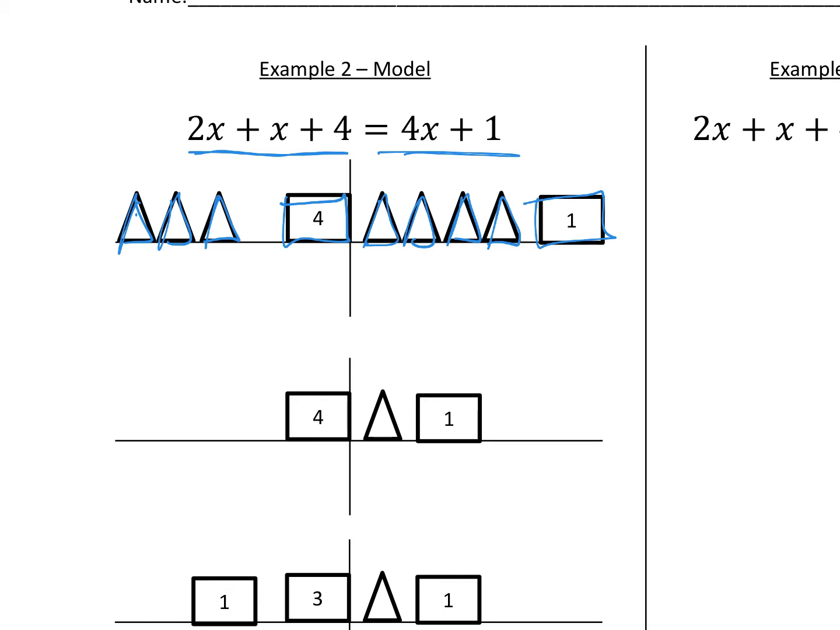Okay, again, we really need pawns to be on one side. It really doesn't matter what side. I know I'm going to have to get rid of pawns. So if I get rid of 3 here, I can also get rid of 3 here. And in doing so, I'm now left with 1 pawn on the right with a number 1, and then a number 4 on the left.